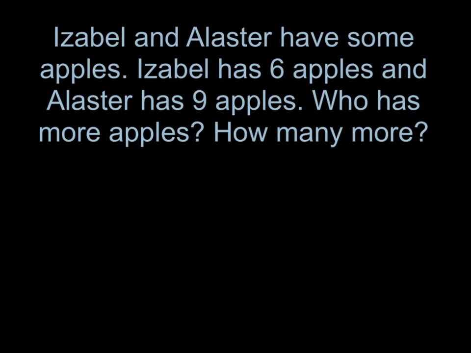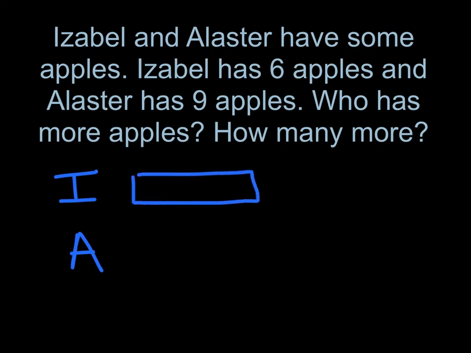Mathematicians, you can also use bars and ovals, called comparison bars, to represent story problems. In order to do this, I start the same way. I for Isabel, A for Alistair. Isabel has 6 apples. In this bar, I'm going to go ahead and write the number 6 because she has 6 apples.